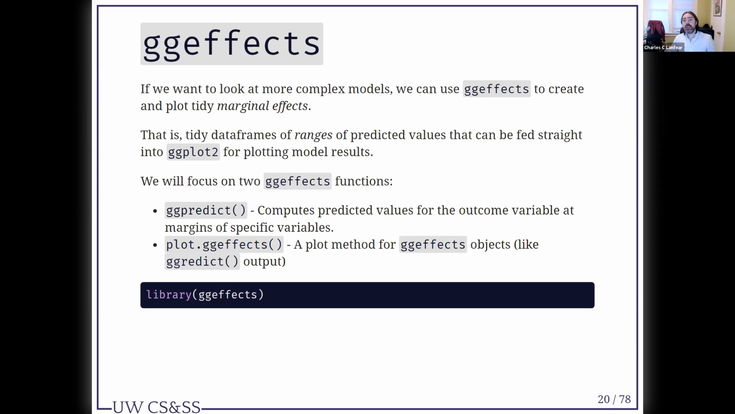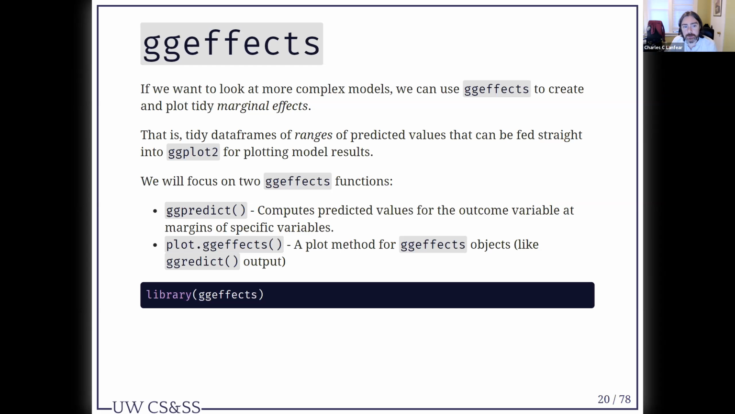It's not quite as powerful as the approach you'd learn in maximum likelihood, but it works in most cases that people want to do. So if we want to work with more complex models than we can fit into ggplot, we can use the ggfx package to create and plot tidy marginal effects of our models. That is, these are data frames that have ranges of predicted values that you can send to ggplot to plot the model results. I'm going to focus on 2 functions today in ggfx, while there are a bunch more.